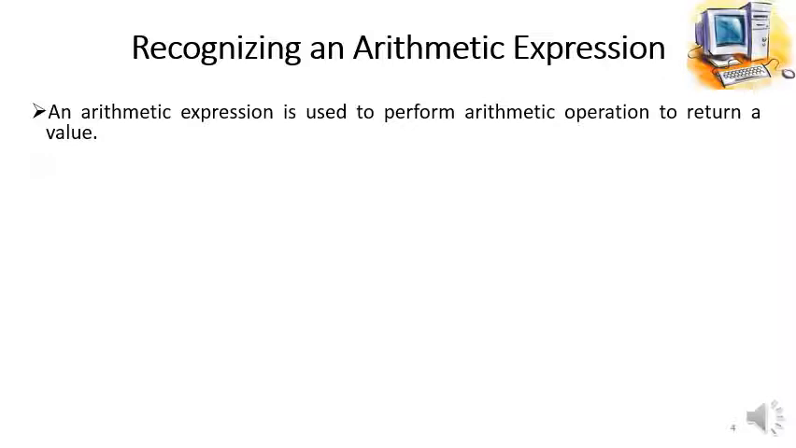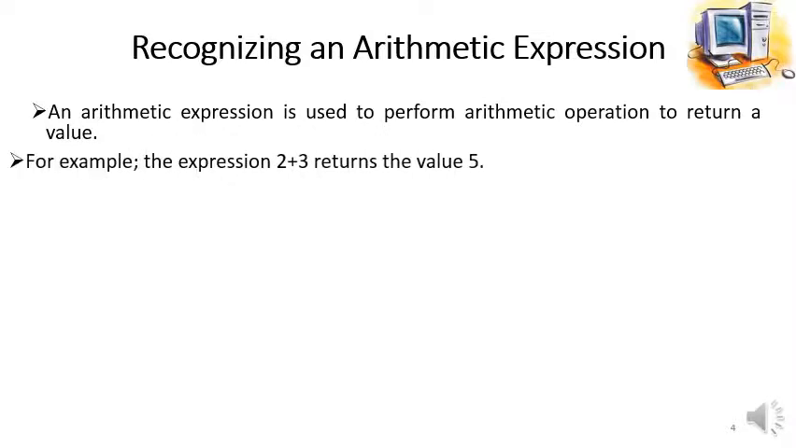And the general definition of expression is the combination of operators and operands. Like if I say A is equal to B plus C, here A, B and C are the operands, and equal to and plus are the operators. So when they are combined together, that is called an expression. And if there are arithmetic operators used in that expression, that will be called an arithmetic expression.